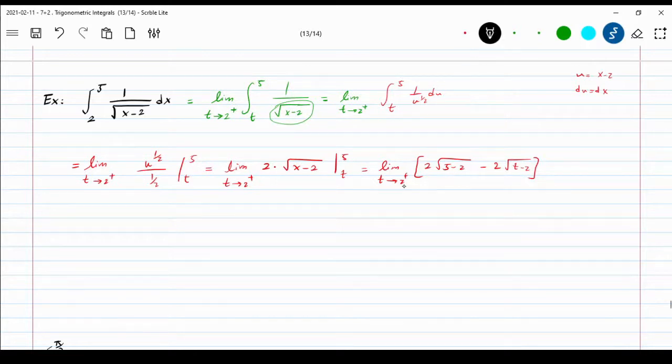Okay, now let's evaluate. If we replace t with 2, what happens to the integral? This term, you get 2 times 0, which simply becomes 0. So you get 2 square root of 3. And we could calculate this integral. We ended up with a finite value. So I can say this integral is convergent, and the result was 2 square root of 3.